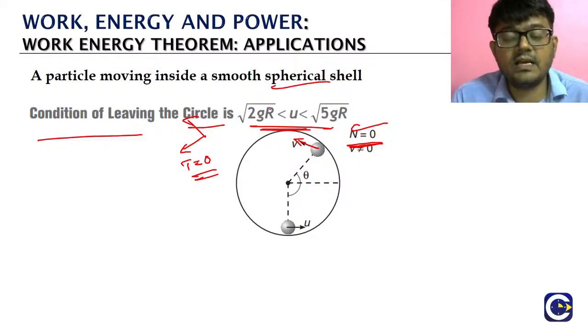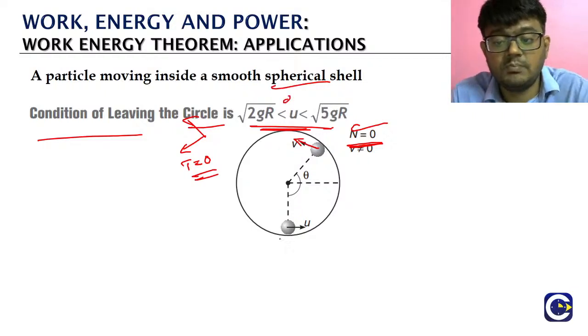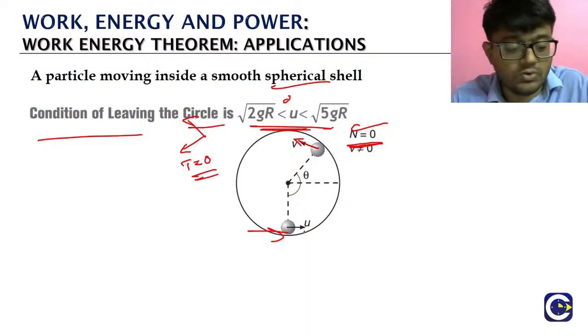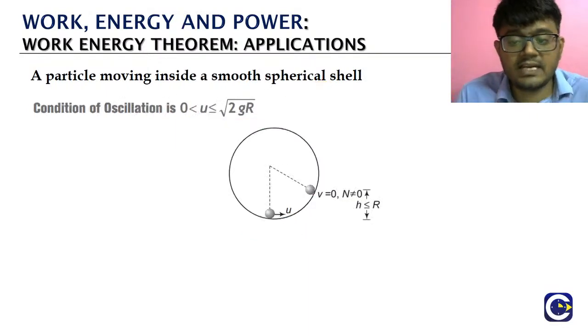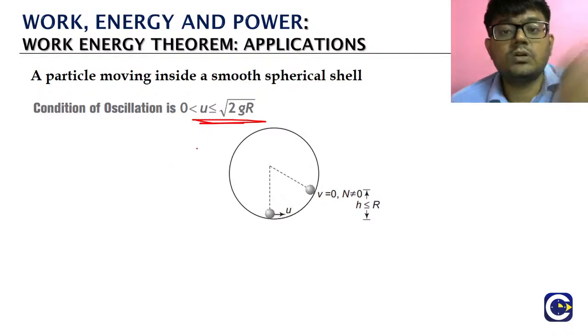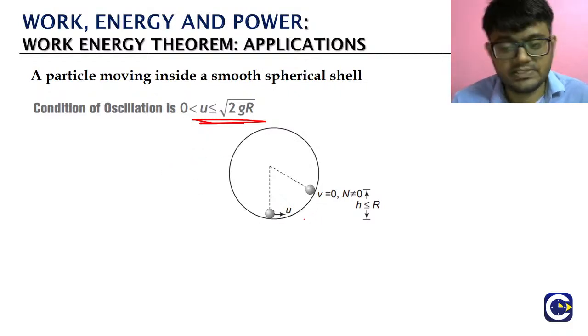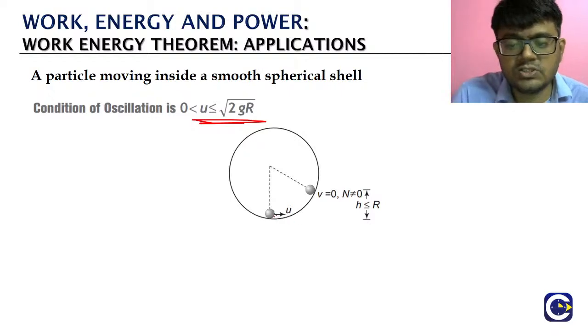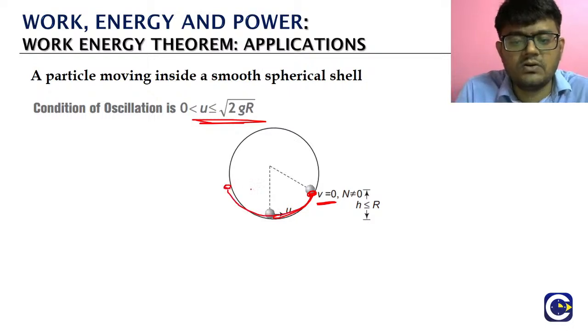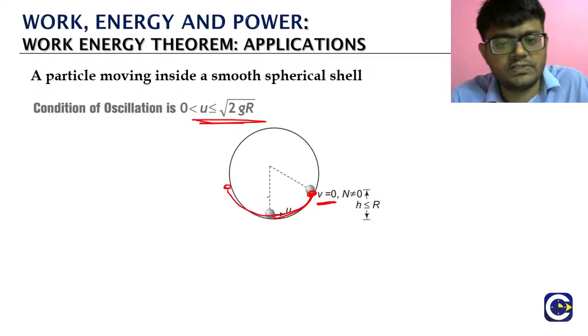So the condition is that the velocity at the bottommost point should be between root 2 gr up to root 5 gr. Next, when the velocity you give is less than or equal to root 2 gr, what happens? Oscillations. Oscillations means it will go to a point where the velocity becomes 0, and then it comes back down, so it will keep oscillating.